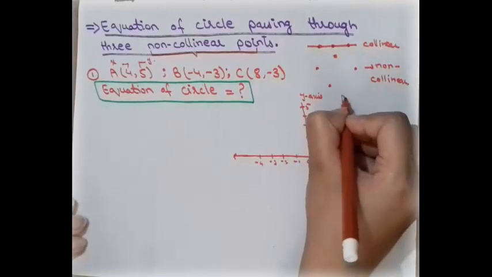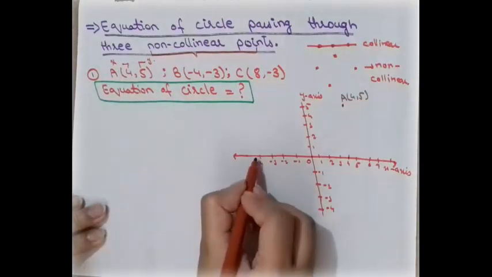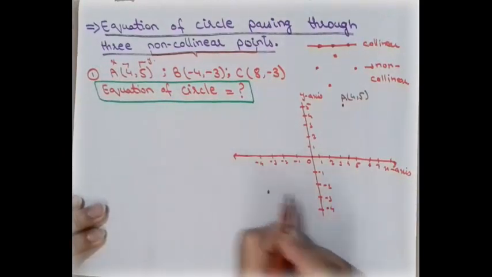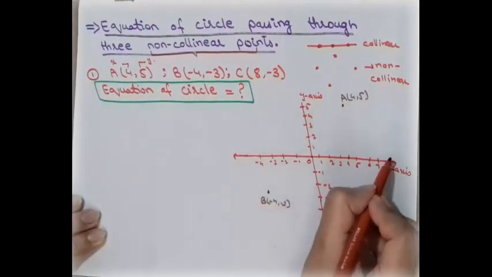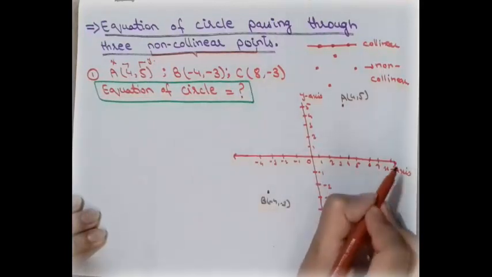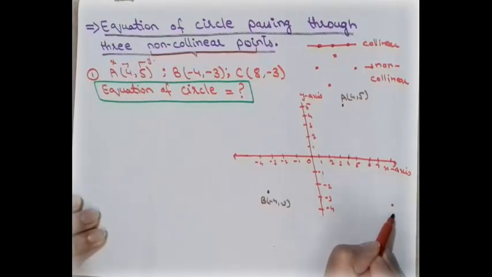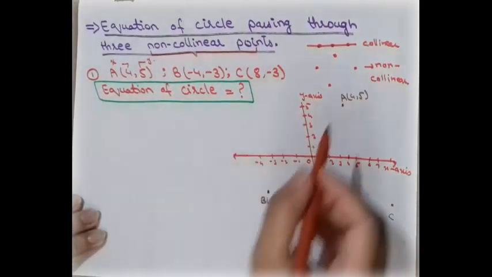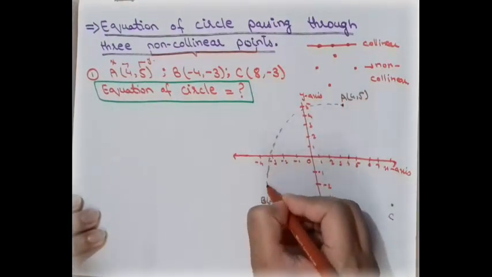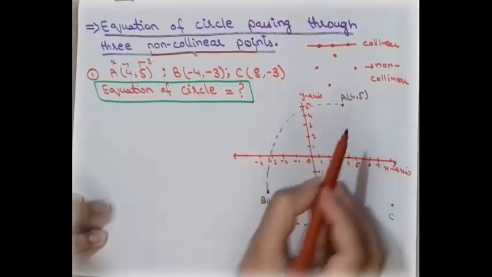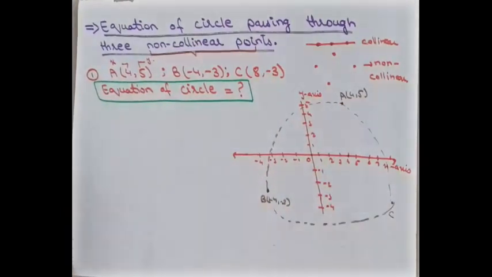In x it is 4 and in y it is 5. So here is point A, which is (4, 5). And (-4, -3) means the point is somewhere here, which is B. And point C is (8, -3), so the point is at 8 and here is -3. So here these are three points and these are non-collinear points. So we make a circle on it by drawing a curve through them. Basically, we form a circle.